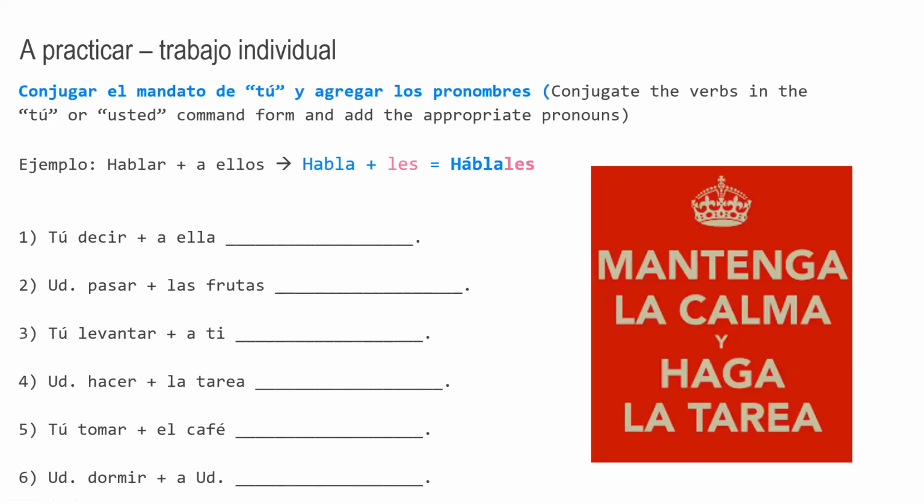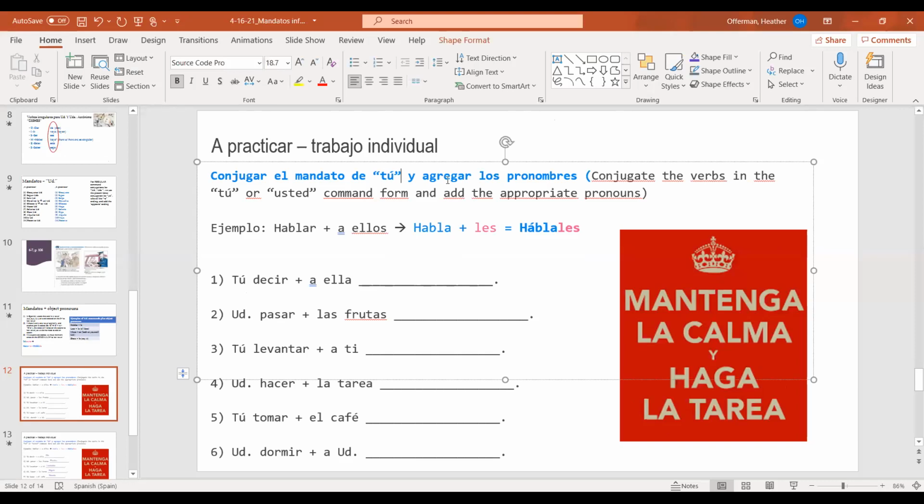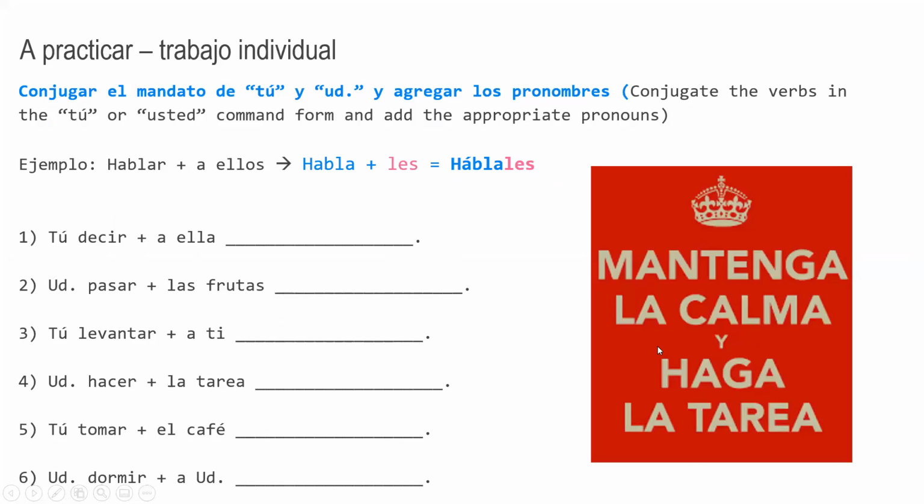Okay, so what you're going to do here es conjugar el mandato tú y agregar los pronombres. So we're actually going to do tú y usted for 1 through 6.